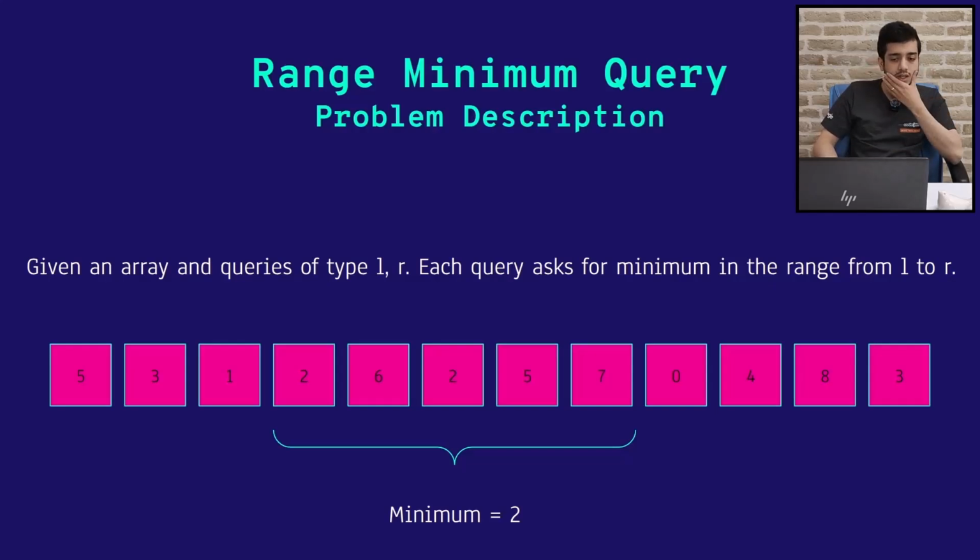The problem has its description in its title: given an array and queries of type LR. Each query asks for the minimum in the range from L to R. So as you can see in this example, in the query range, the minimum element you can find is 2. So the answer is 2.